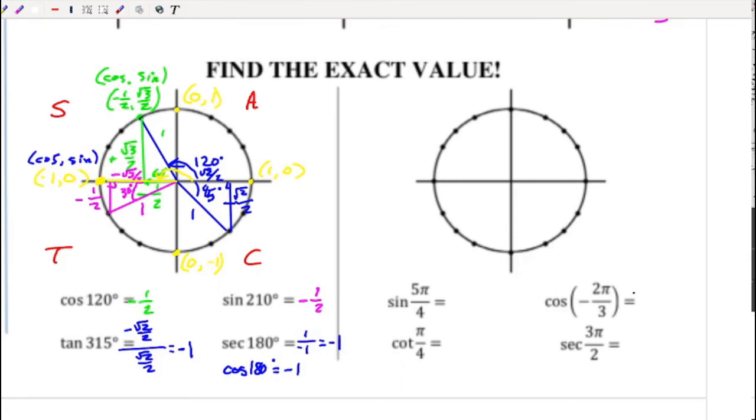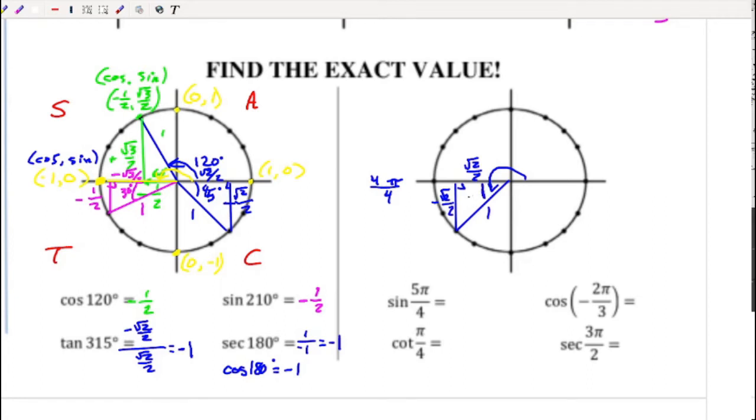All right, let's do some that are exactly the same thing, but in radians. So I've got sine of 5 pi over 4. So thinking along here, this is going to be pi, which is 4 pi over 4. So 5 pi over 4 is going to put me down here in quadrant 3. That would be my 5 pi over 4. Drop the perpendicular to get me my reference triangle. And again, this is going to be root 2 over 2, negative root 2 over 2, because we go downwards, and a 1 on my hypotenuse.